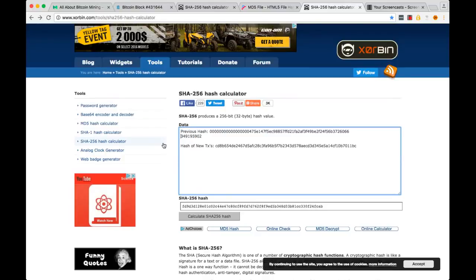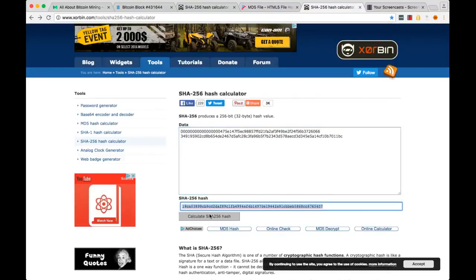And obviously the nonce is not in there, nor is the hash of new transactions, nor is the previous hash. Right, that's what they're doing. I'm simplifying here a little bit, but that's the nuts and bolts of it.